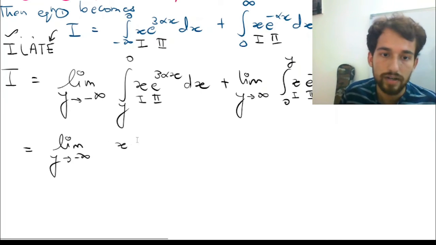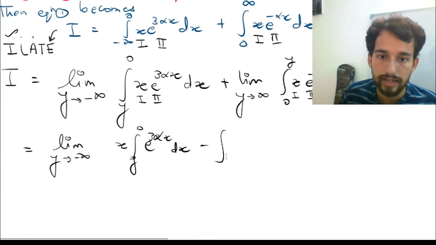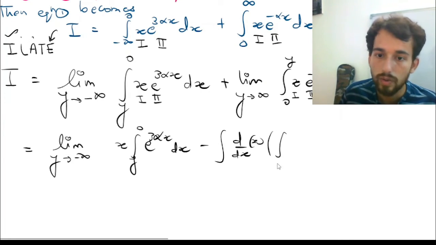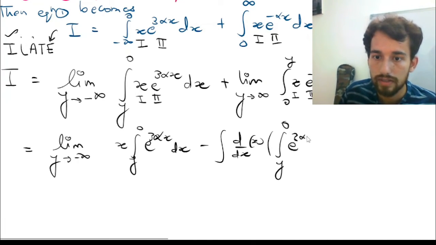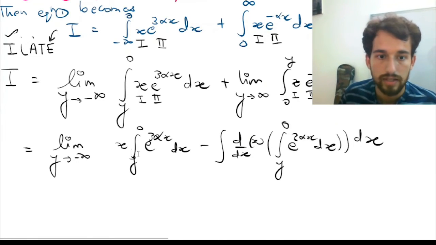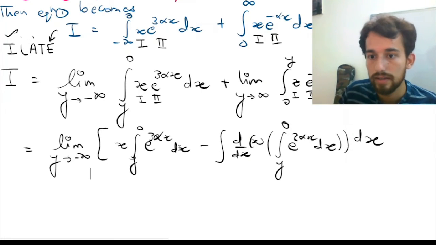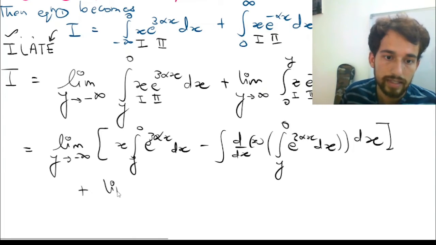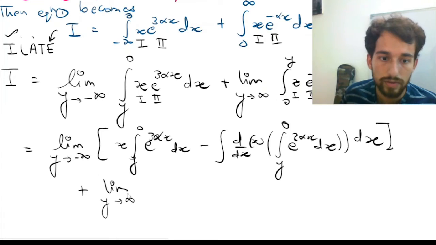First function as it is, integral of second e to the power 3 alpha x dx, minus integral of d by dx of this one, then again integral from y to 0 of e to the power 3 alpha x dx, and this whole of dx. So this is the first part. Likewise for the first integral, likewise for the second. You have to take the limit when y tends toward infinity.